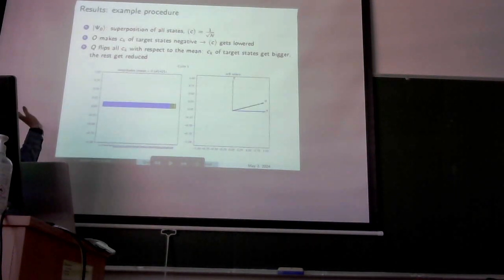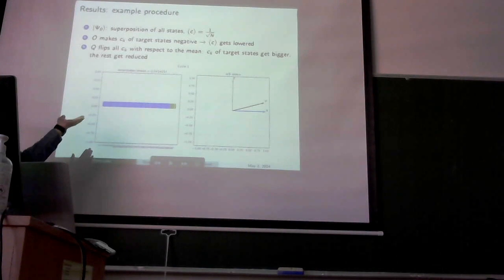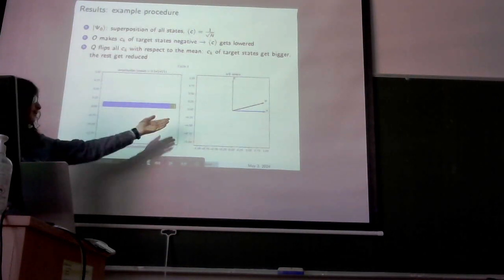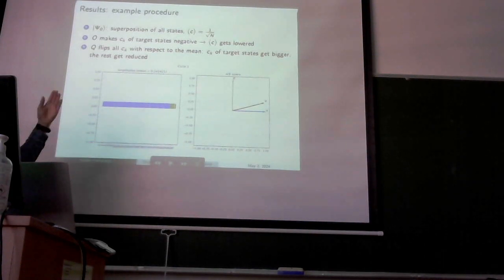Here the entire space is composed of 50 elements, and 4 of them, these last 4 green ones, are the target states. This is the initial state in which all the amplitudes are the same. It is a regular superposition, so the mean is just 1 over the square root of n. Applying a Grover operator means first applying the oracle gate, in which these 4 amplitudes become negative, and therefore the average of all the amplitudes gets lowered.